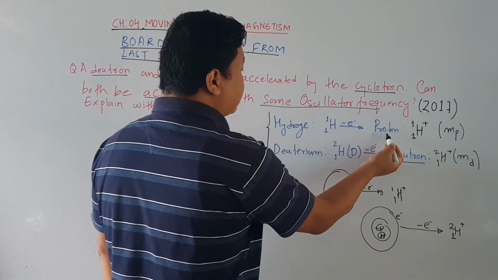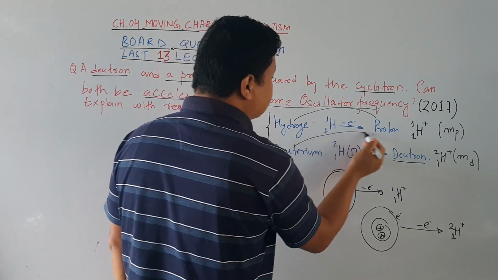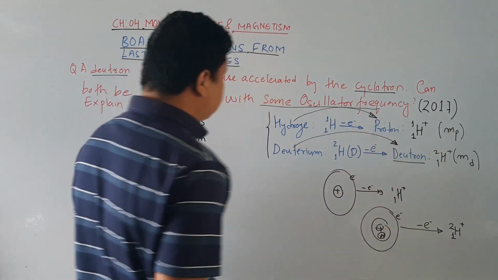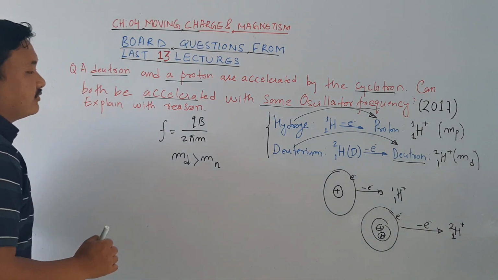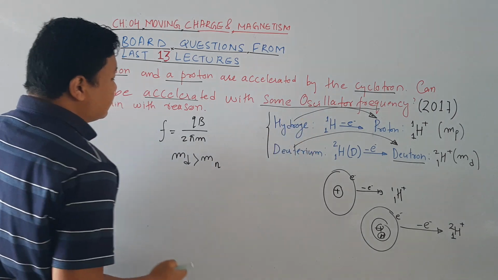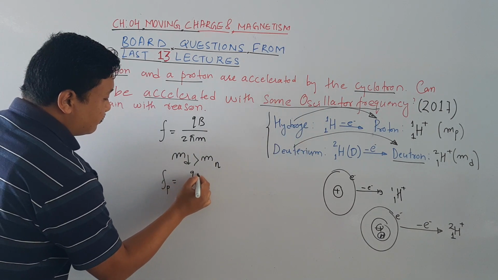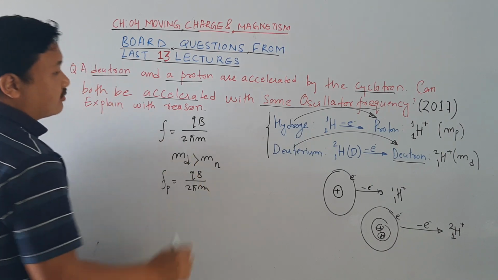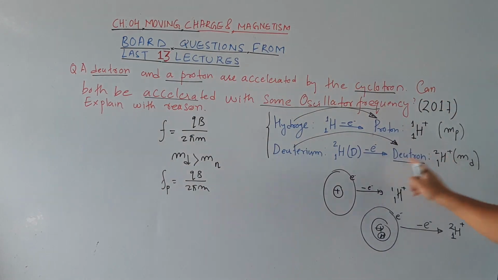So what is a proton? It is the nucleus of hydrogen. And what is a deuteron? It is the nucleus of deuterium. So these are isotopes. Now explain with reason. Let me find the frequency of the proton first. The frequency of the proton is equal to QB by 2 pi m, that is the formula, and how much is the charge? Here also plus, here is a plus, the charge is the same.